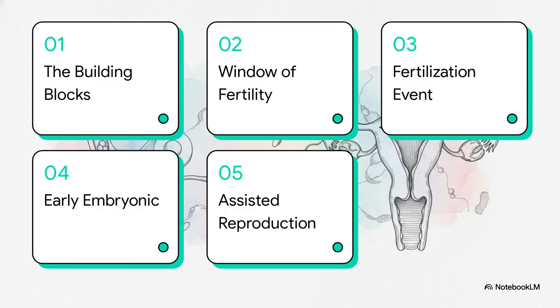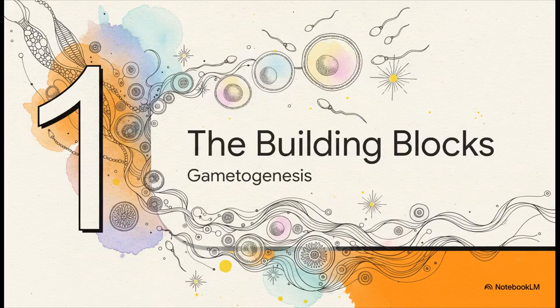Here's our roadmap for today. We'll start with the building blocks, map out the window of fertility, witness the fertilization events, track early embryonic development, and finally wrap up with assisted reproductive technology. All right, Section 1, the building blocks, gametogenesis. Because before conception can even happen, the body actually has to prepare the essential biological components.